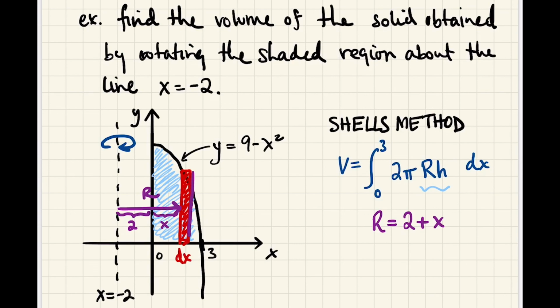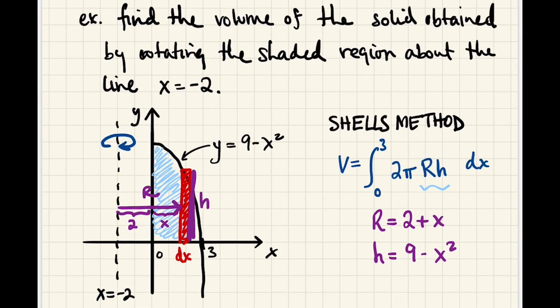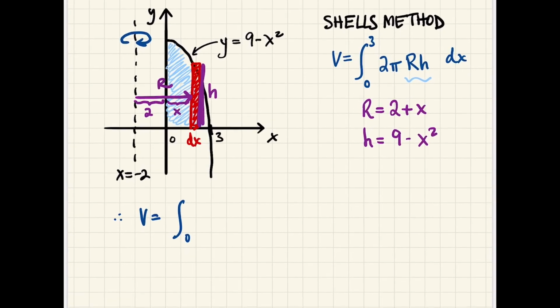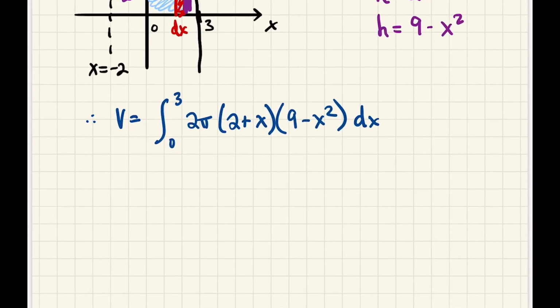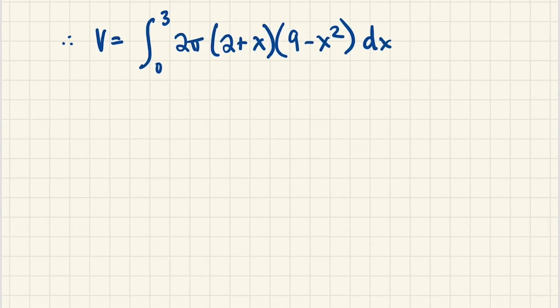All right, and now what about our height, h? Well, that's just the height of this rectangle. And we can see that's upper function minus lower function. Lower function is 0, so it's really just the upper function here. H will be 9 minus x squared. So our volume will be the integral from 0 to 3 of 2 pi times r, which is 2 plus x, times h, which is 9 minus x squared, dx. So let's work out this integral and hope that we get 225 pi over 2.